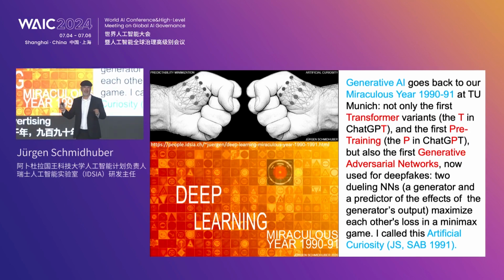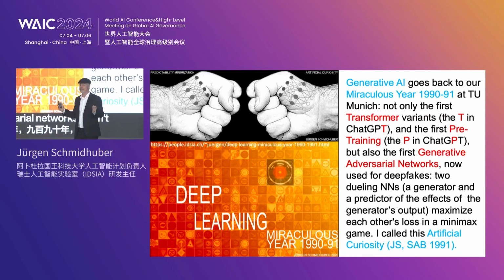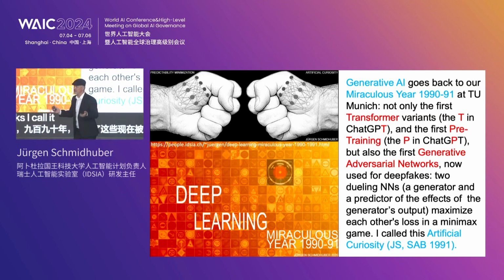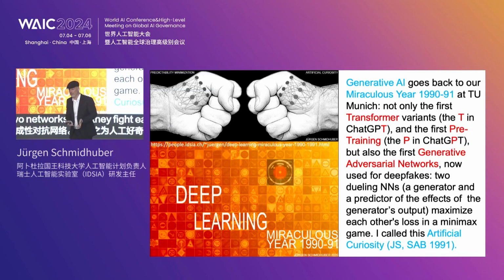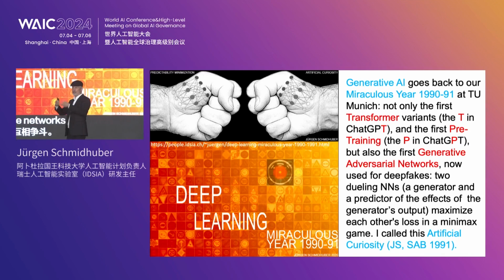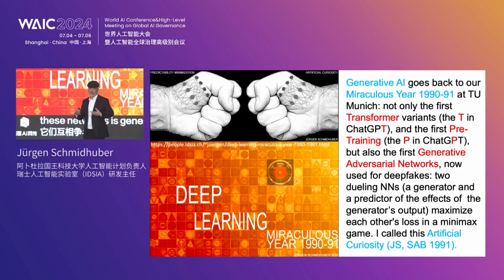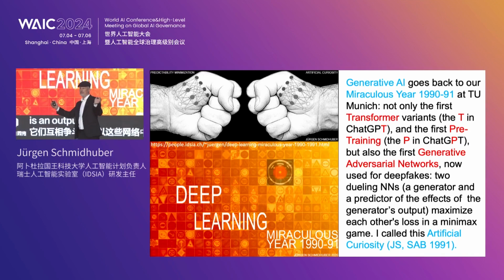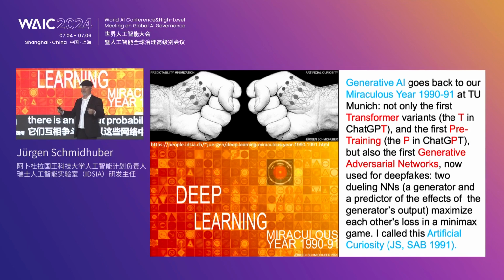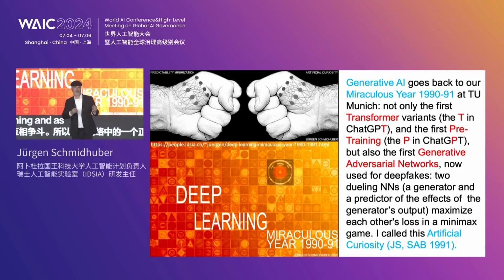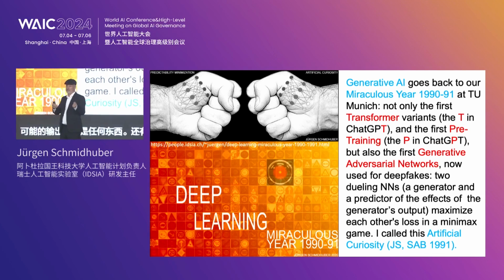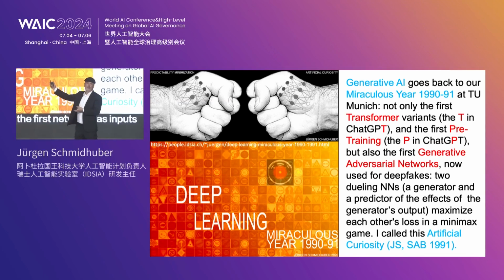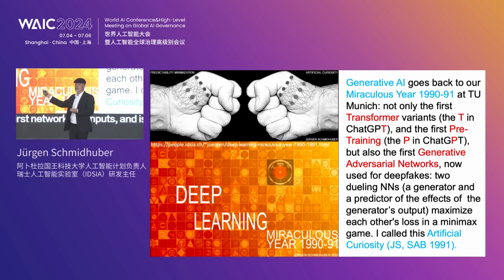adversarial networks. I didn't call it generative adversarial networks, I called it artificial curiosity. But there you have these two networks and they fight each other. So one of these networks is generating outputs probabilistically. So there is an output probability distribution over possible outputs. Can be anything. And there's another network that sees these outputs of the first network as inputs and is trying to predict the consequences in the environment.